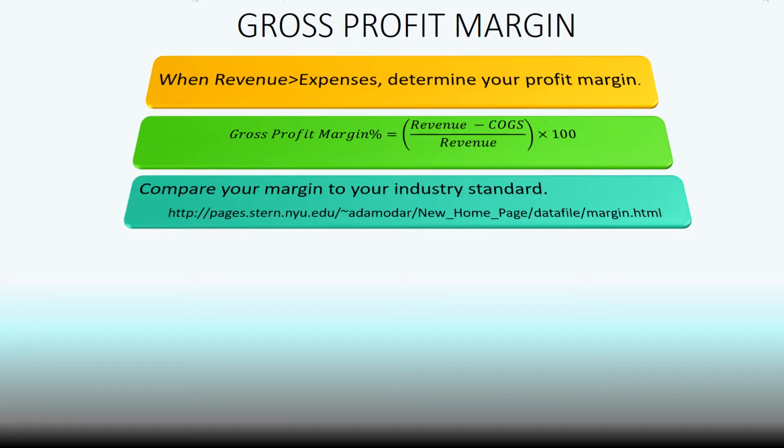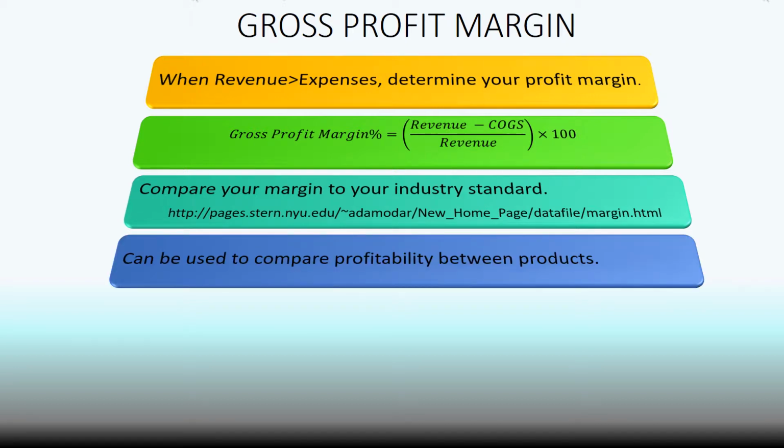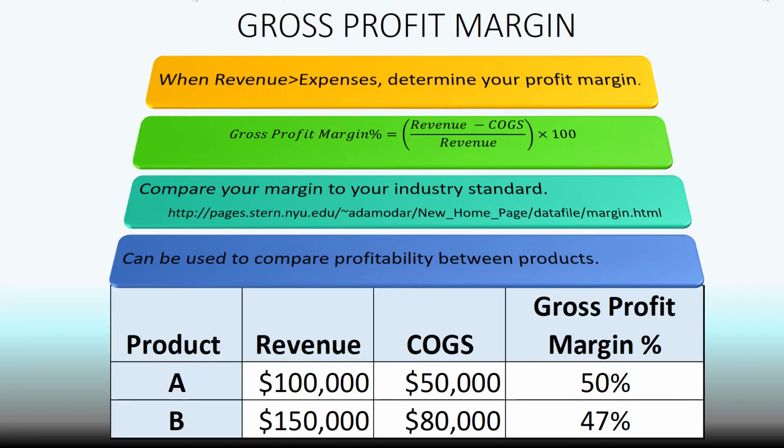It's also a good idea to compare your profit margin to the industry standard before you release your budget, as this will give you a good idea of whether your revenue or cost of goods sold are in the ballpark of your industry sector. You can also use profit margin to compare profitability between two products. We've done that here using product A and B. Our revenue are shown, our cost of goods are here, and then we've calculated the profit margin. You can see that product A is more profitable than product B.